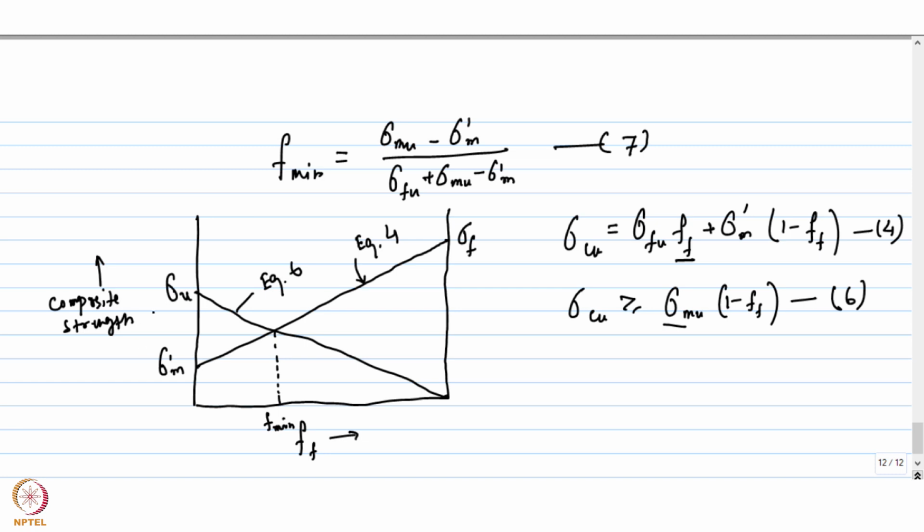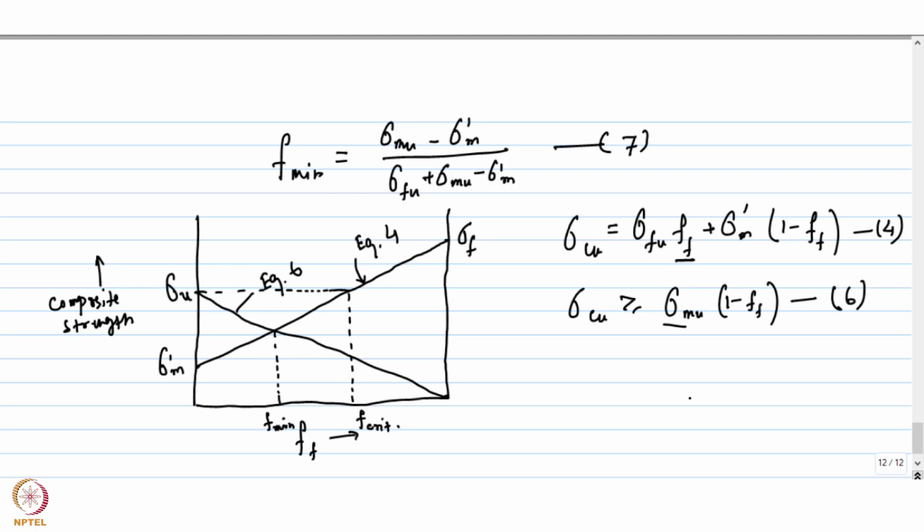Okay. And if you draw a horizontal from this point on this line, then the corresponding volume fraction is the critical volume fraction. Right, so this is how the minimum and the critical volume fractions of the fiber can be represented by a plot like this, if you plot these two equations as a function of the volume fraction of the fibers.